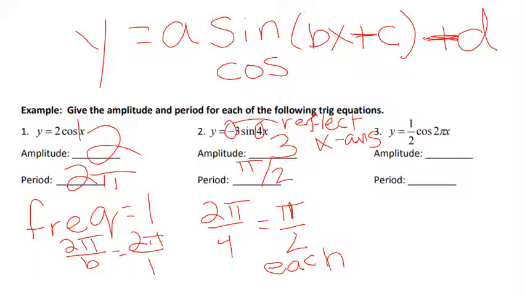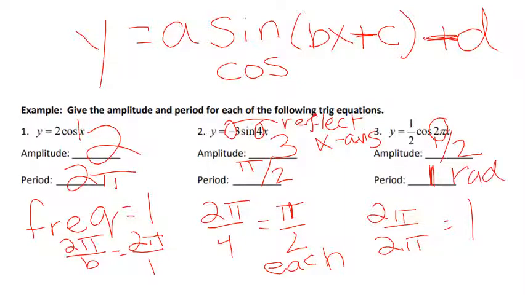And lastly, here we have an amplitude of 1/2, which means it's going to be a little shorter. Our frequency is also 2 pi. So when we divide that out, we're getting a period of 1. And pi is not in the equation anymore. That's 1 radian, just so you know. And that means the whole 1 cosine curve would take 1 radian to do that.